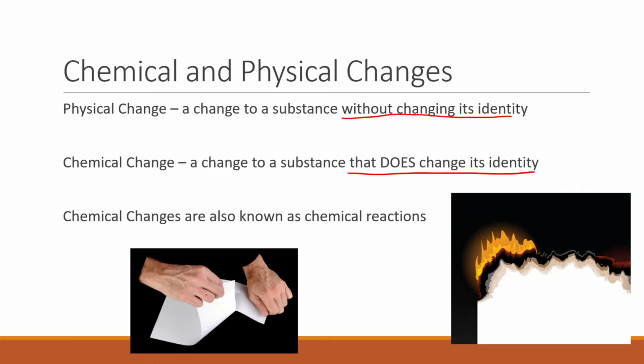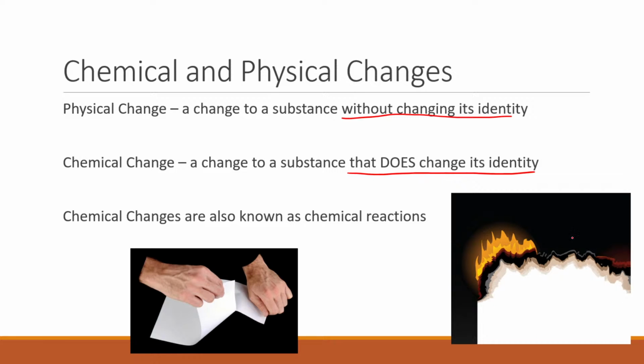So the two examples I have up here are the idea of tearing paper in half and the idea of burning a piece of paper. Tearing a piece of paper in half is a physical change. You have changed the paper, right? You've changed the dimensions of the paper, but you haven't changed the identity. You didn't tear it in half and end up with 2 slices of cake. You didn't tear the piece of paper in half and end up with something else. You have paper still.